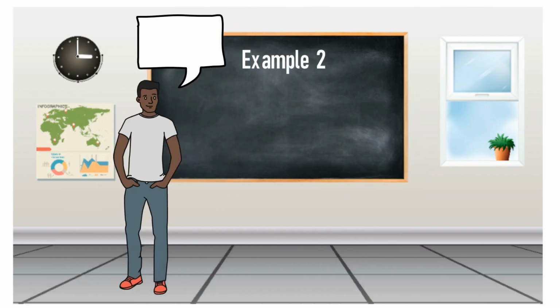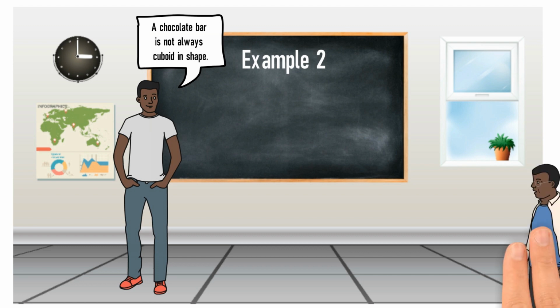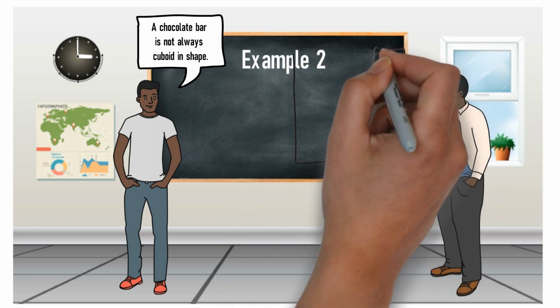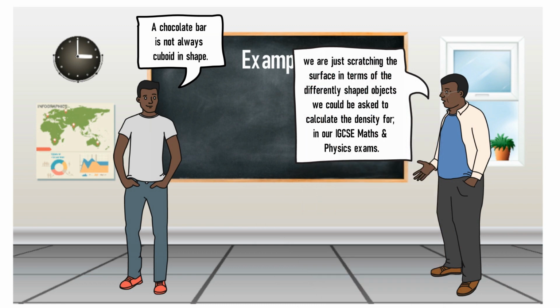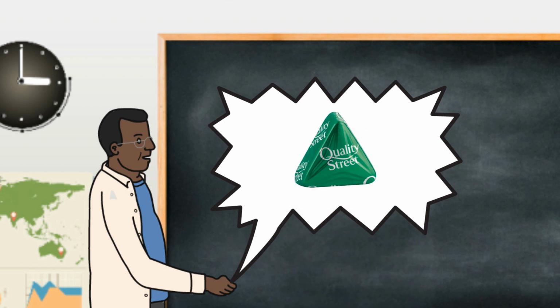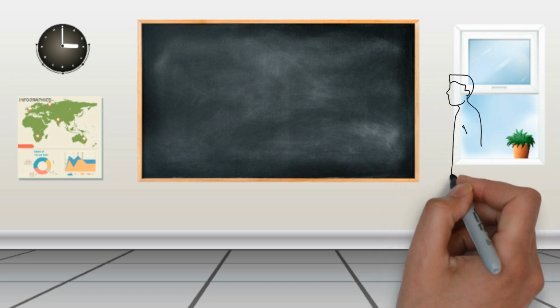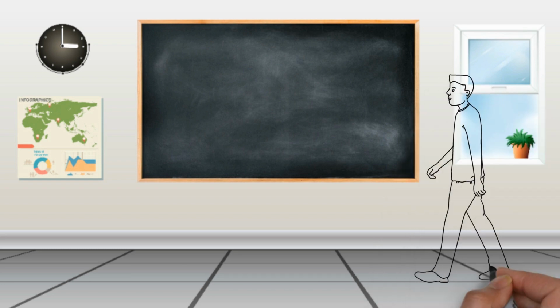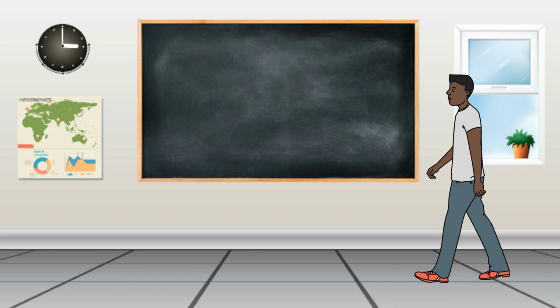Leif from Pythagoras class, also quite keen on chocolates, alerted Dr. O to the fact that a chocolate bar is not always cuboid in shape. Dr. Omacobia, in agreement with Leif, informed the class we are just scratching the surface in terms of the differently shaped objects we could be asked to calculate the density for in our IGCSE maths and physics exams. Upon concluding that statement, Dr. O picked out a triangular shaped sweet from his box of Quality Street and asked Leif, who was already on the edge of his seat, to calculate its density. Leif confidently and excitedly walked up to the front of the class and assumed the teacher role, ignoring comments from his friends along the lines of, "Leif, don't eat the sweets, fam."